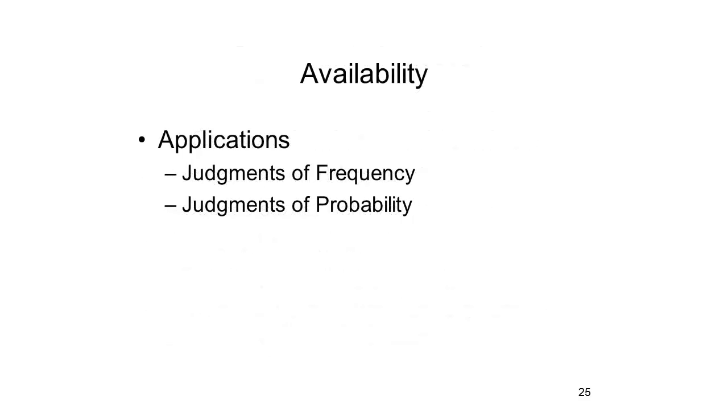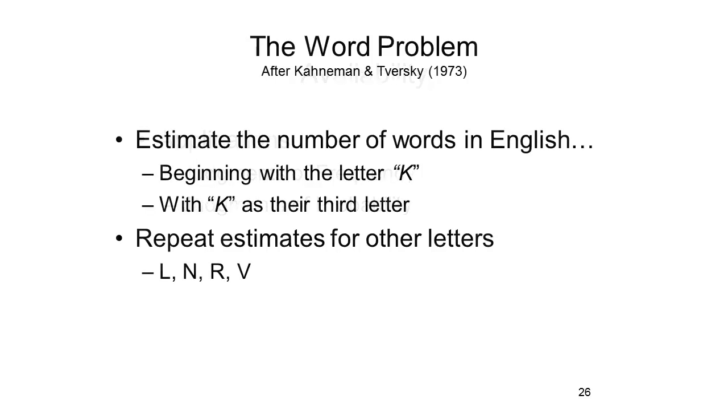Another judgment heuristic, known as the availability heuristic, is often employed in making judgments of frequency and probability. Here's an example of the availability heuristic at work known as the word problem. In this experiment, Kahneman and Tversky asked subjects to estimate which was greater, the number of words in English that begin with the letter K or the number of English words that have K as their third letter. And then they asked subjects to repeat those estimates for other letters like L, N, R, and V.